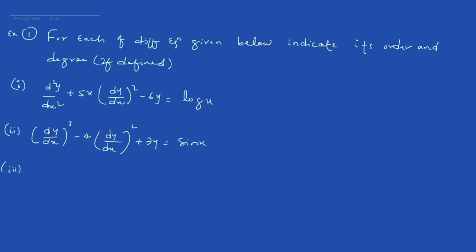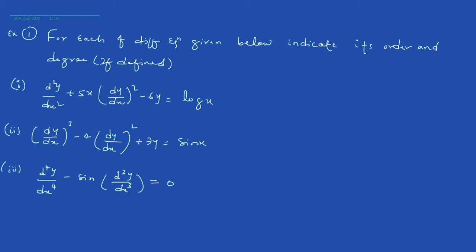d4y upon dx to the power of 4 minus sin of (d cube y upon dx cube), which is equal to 0. So here we have to indicate its order and degree, if defined. For degree, only if defined can we indicate it. We have already solved this kind of problem in earlier classes, so these are quite easy.